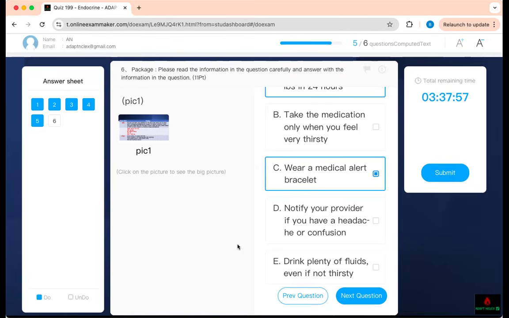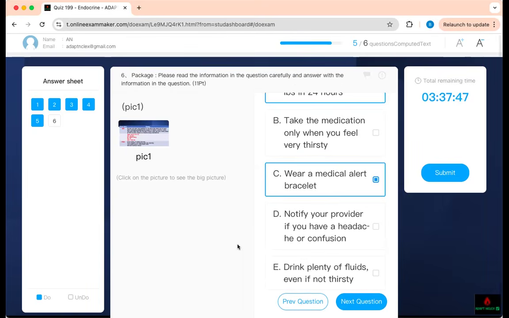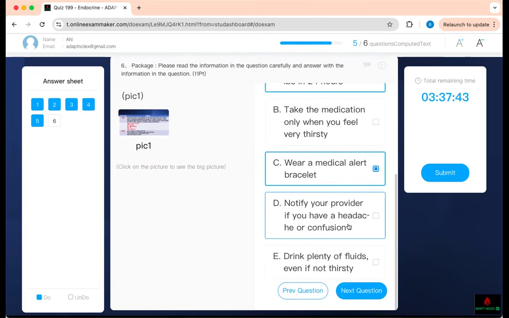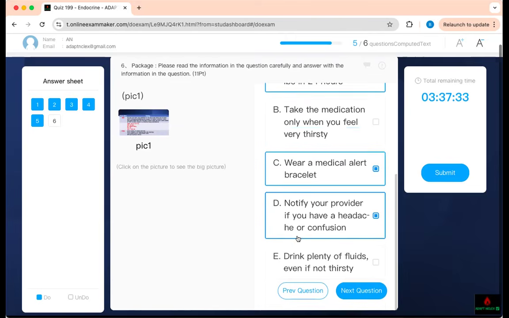They're going to retain water. Their sodium can go down, and they develop SIADH, and they will have confusion. So that's why they have to do that. Okay. Notify your provider if you have headache or confusion, right? That's not bad, right? So what is the question? If the client will be taking desmopressin, select which one you should include, right?